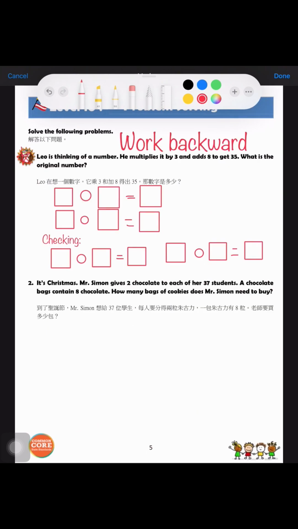Let's move on to the OWL question on page 5. Leo is thinking of a number. He multiplies it by 3 and adds 8 to get 35. What is the original number?